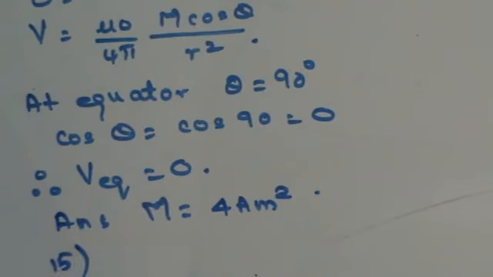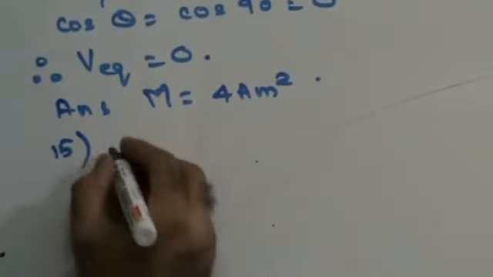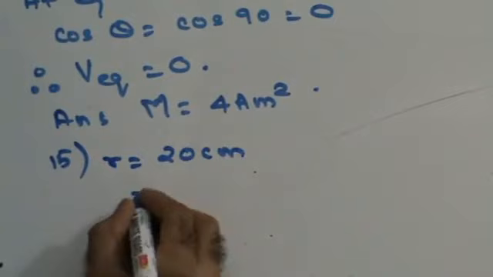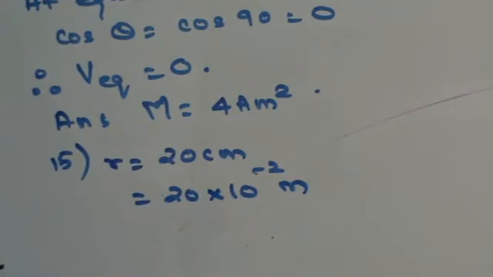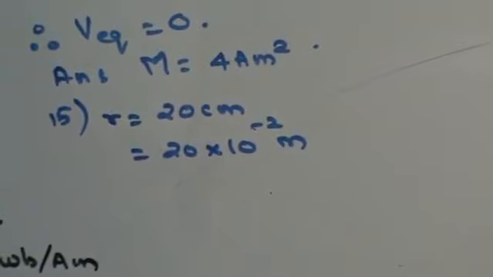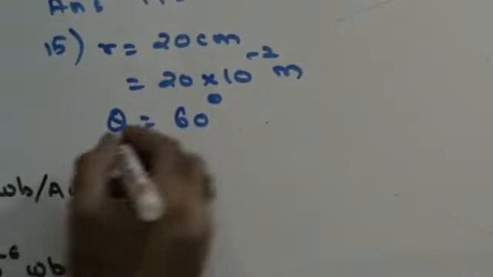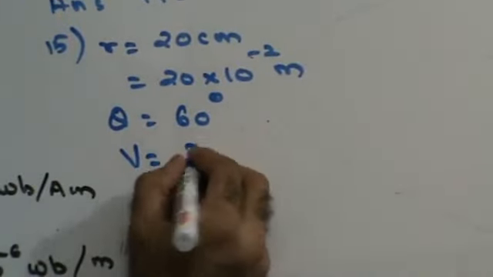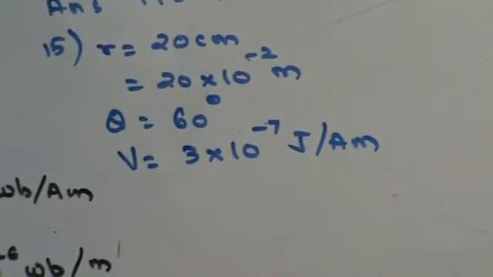Next, take down next one please. The potential at a distance of 20 centimeter and at an angle of 60 degrees is 3 into 10 raised to minus 7 joules per ampere meter.